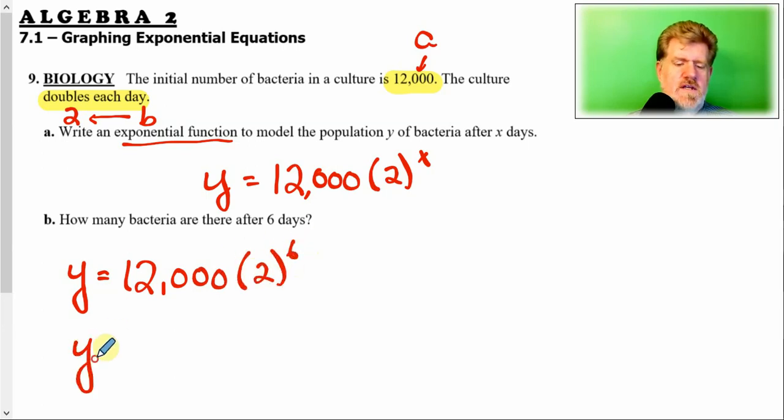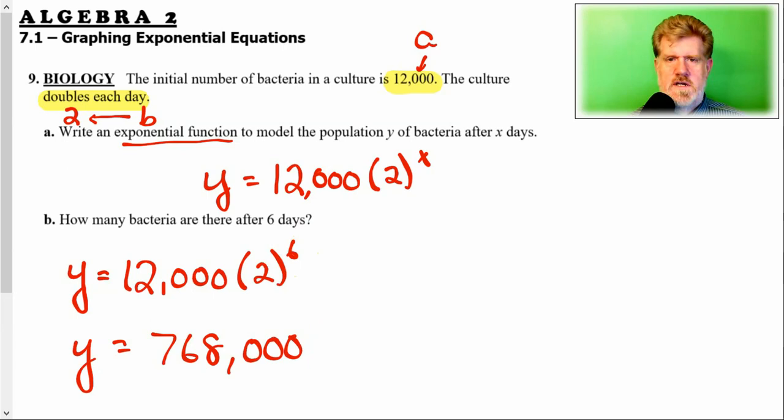Well, you put that in a calculator, you're going to get 768,000 bacteria. And I just realized that's kind of my birth year. It's all here. Look at this. July 12th, 1968. Crazy, huh?